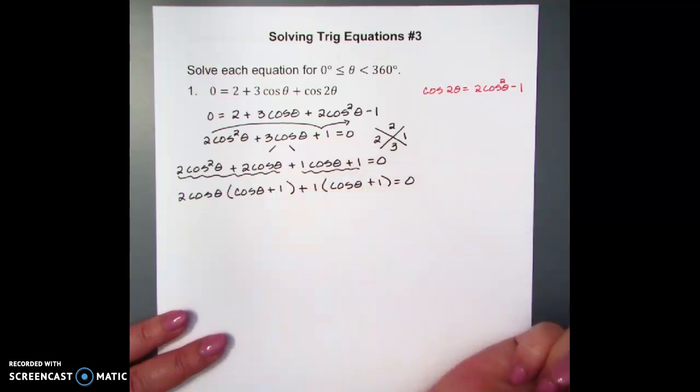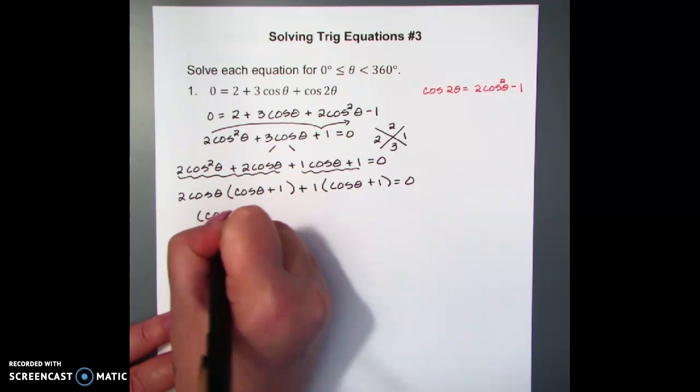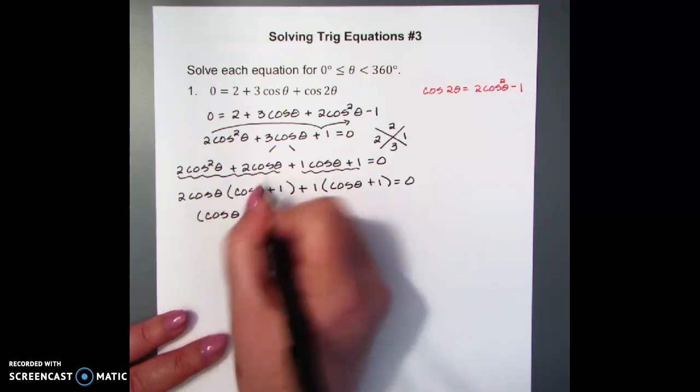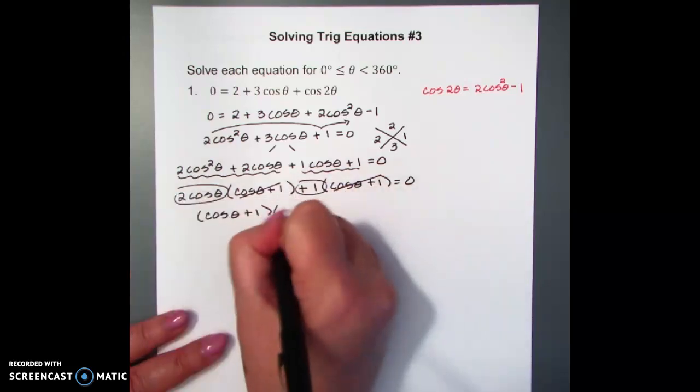So again, how do we know that we did it right? The parentheses match each other. So I'm going to factor the parentheses, so I get cosine of theta plus 1. And then if I cancel those out, I'm left with 2 cosine of theta plus 1.